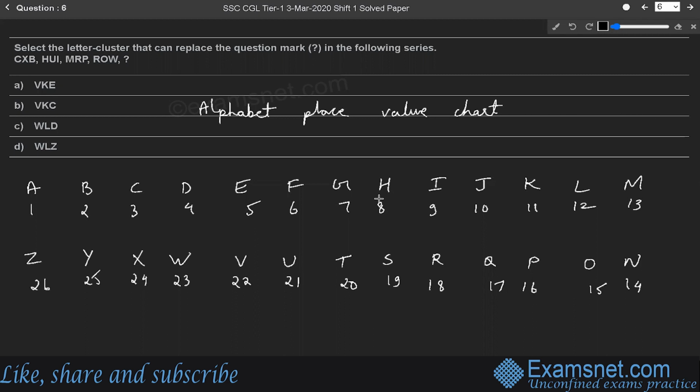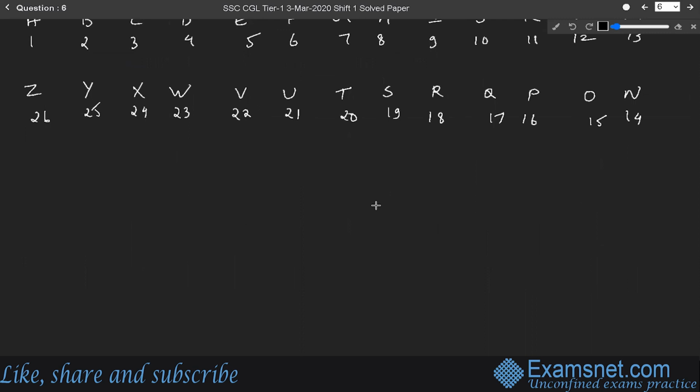We have to use this chart to solve this question. What we have to do is understand the pattern of the series. If you get the pattern or the concept behind the series, then you are done with this question. So let us write the series first. So the series is CXB, then followed by HUI, then MRP and ROW. Now listen very carefully because we are going to understand the pattern here.